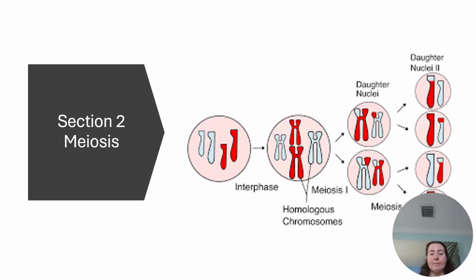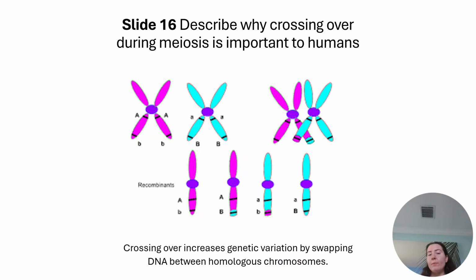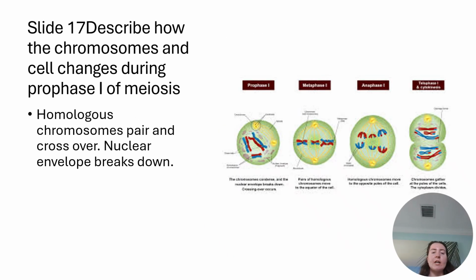Section 2, meiosis. 16. Describe why crossing over during meiosis is important to humans. Crossing over increases genetic variation by swapping DNA between the homologous chromosomes. 17. Describe how the chromosomes and cell change during prophase 1 of meiosis. Homologous chromosomes pair and cross over, nuclear envelopes break down, and you can see it, all the chromosomes breaking down over there.